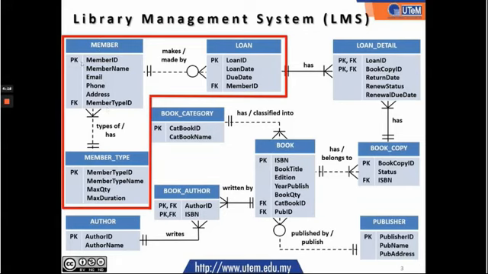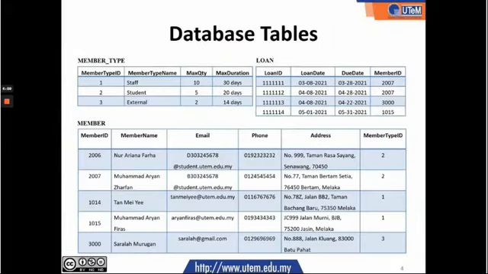Of course, each member is allowed to make one or many book loans at one time, or no book loans at all, and each book loan is made by one member only. Let's look at examples of data for these three entities. As mentioned, there are three types of members: staff, students, and external members. Each member type has a predetermined number of books and a maximum number of days for each book loan.